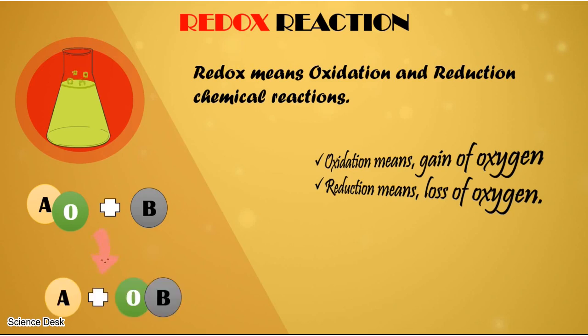Now we can see they form a product A plus OB. Here you can see the oxygen molecule from the reactant A has moved to the reactant B to form a new compound. In this reaction, you can clearly observe A is getting reduced because it is losing its oxygen and B is getting oxidized because it is getting its oxygen. So, the process in which the gaining of oxygen and losing of oxygen is occurring simultaneously, you call it as a redox reaction. Reduction and oxidation occurring simultaneously.